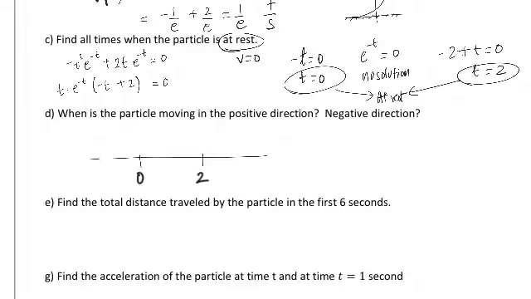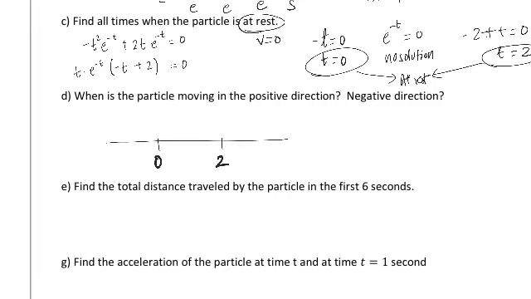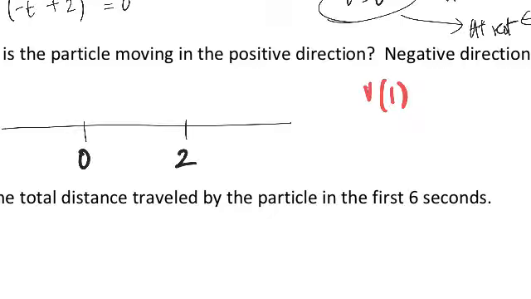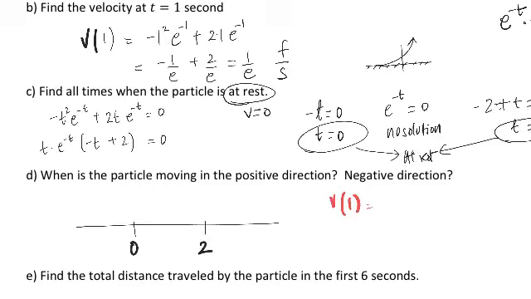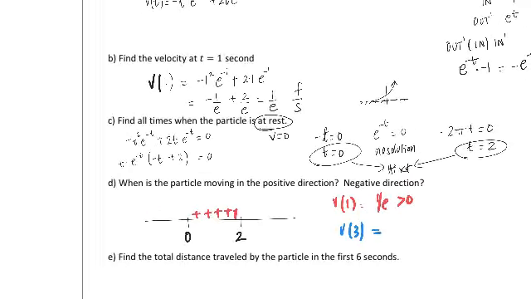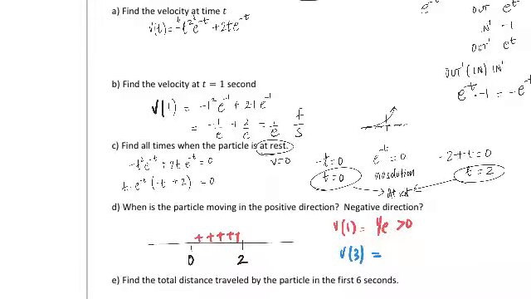We put that on our sign chart, and then we check for signs, points in between. So I might do v of 1, which is between 0 and 2. We did v of 1 already, right? And we got 1 over e, which is positive. So that means I'm positive for this whole time. And then I'll do v of maybe 3, and that's going to be, I think, also positive, but let's double check.